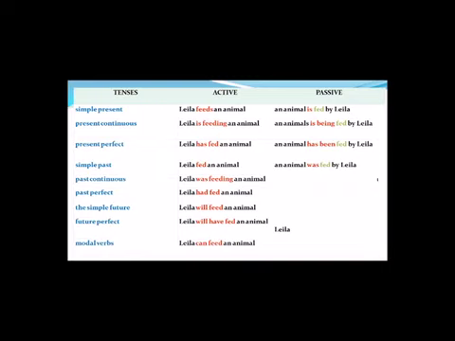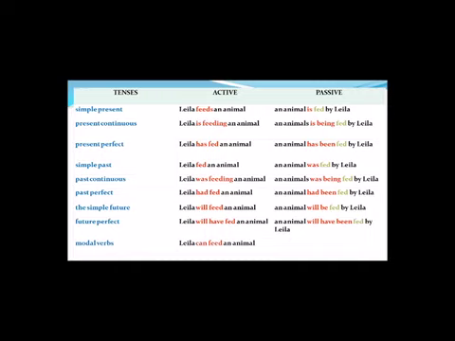In the past continuous, Layla was feeding an animal. An animal was being fed by Layla. In the past perfect, Layla had fed an animal. An animal had been fed by Layla. Correct? The simple future: Layla will feed an animal. An animal will be fed by Layla. The future perfect: Layla will have fed an animal. An animal will have been fed by Layla. And of course with the modal verbs, they are the same, like can, should, must, have to, might, may, etc. Layla can feed an animal. An animal can be fed by Layla, right?